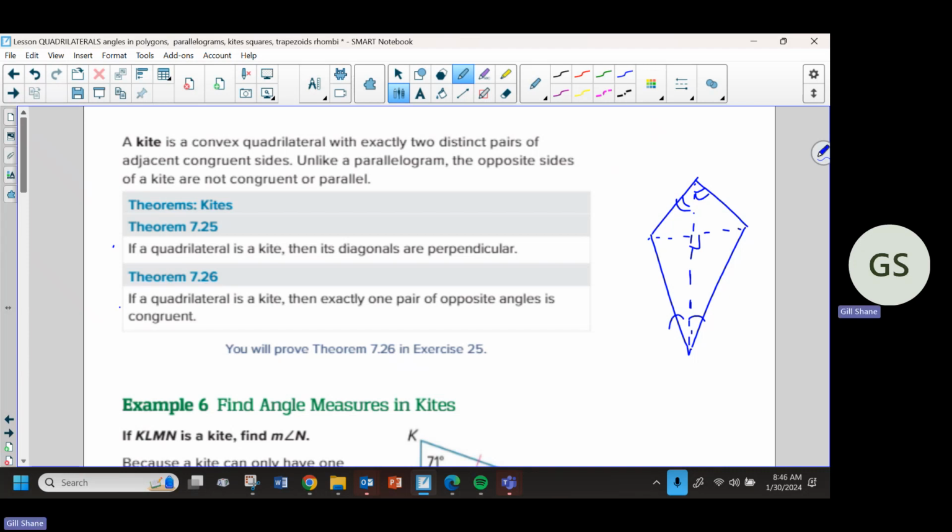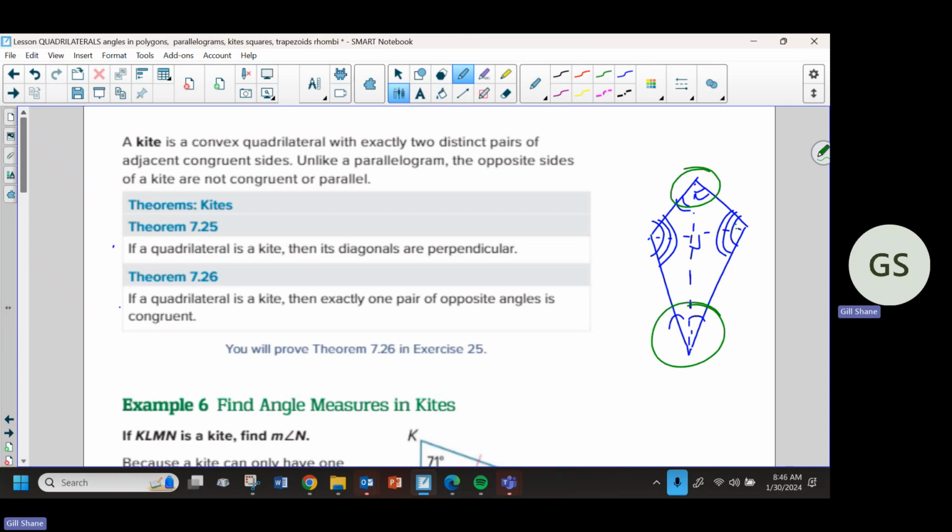The other thing is that there is exactly one pair. So again, not a parallelogram. You got to keep this separate from parallelogram. Exactly one pair of opposite angles is congruent. So you should hopefully see this is not congruent to this. This angle down here is way skinnier than that angle. This one, however, is congruent.